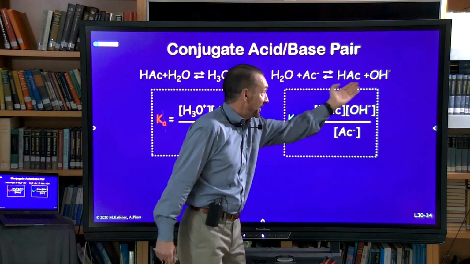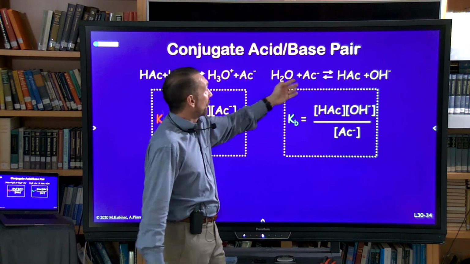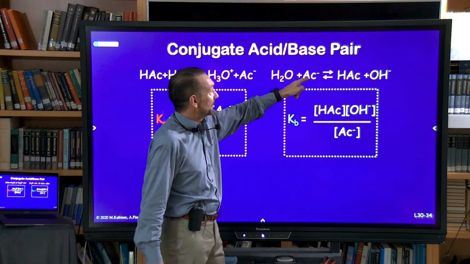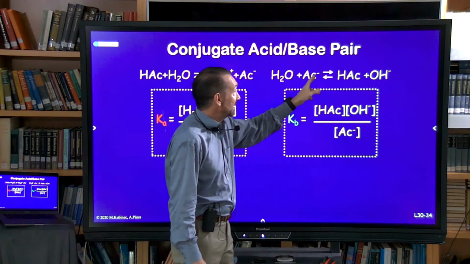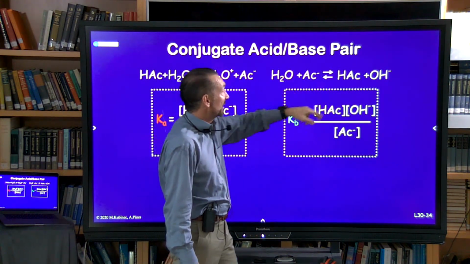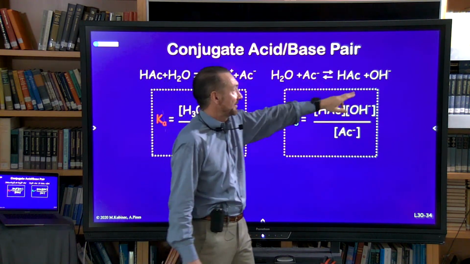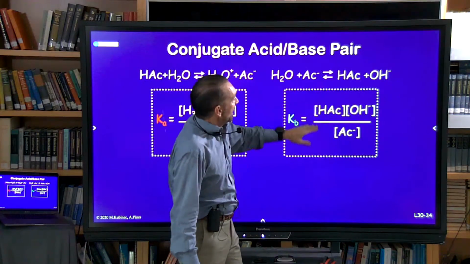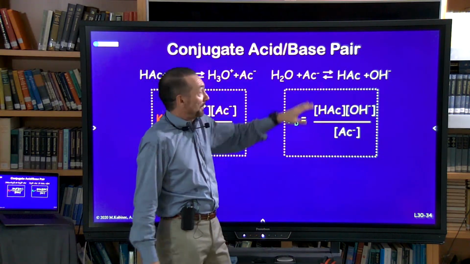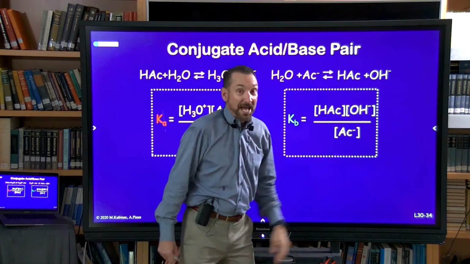If I write this expression for the conjugate base, say I put that in water first, well, it's going to accept protons. It's a weak base. It'll make some of the conjugate acid and OH minus ions. And you'll be able to write a Kb. You'll be able to write the equilibrium expression for that reaction.